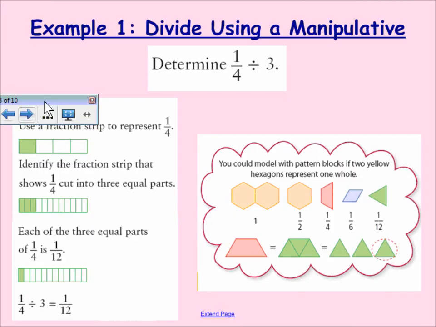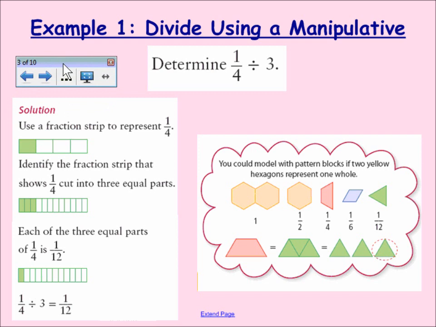It gets a little trickier when you're determining 1/4 divided by 3. We're still going to use a fraction strip to represent 1/4, which we have over here. We identify the fraction strip that shows 1/4 and cut it into 3 equal parts. 1, 2, 3. Now what we've done there, we have to do to the rest of the strips, because what you do to one side, you do to the others. So you divide it into 3. Again, we only want one of those. So 1 out of 1, 2, 3, 4, 5, 6, 7, 8, 9, 10, 11, 12.